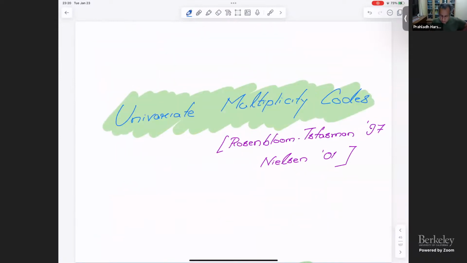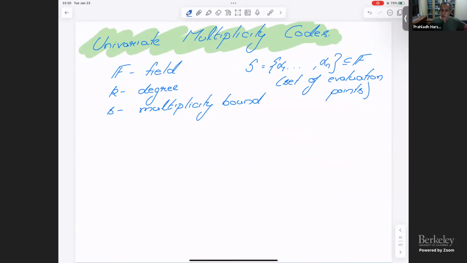So let me formally define this code. Let's formally define univariate multiplicity codes. Actually, these were defined well before all of this, even prior to the Guruswami-Sudan algorithm, by Rosenbloom and Tsfasman in 97. And subsequently, Nielsen analyzed the Guruswami-Sudan algorithm for these univariate multiplicity codes in 2001. So what are univariate multiplicity codes?